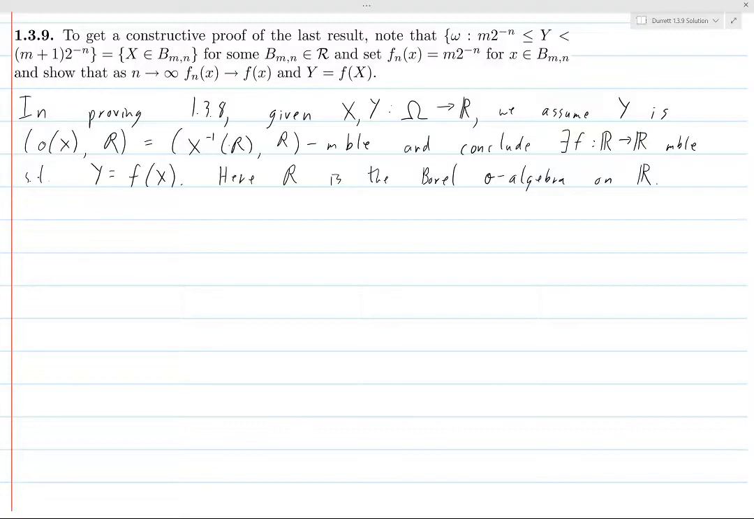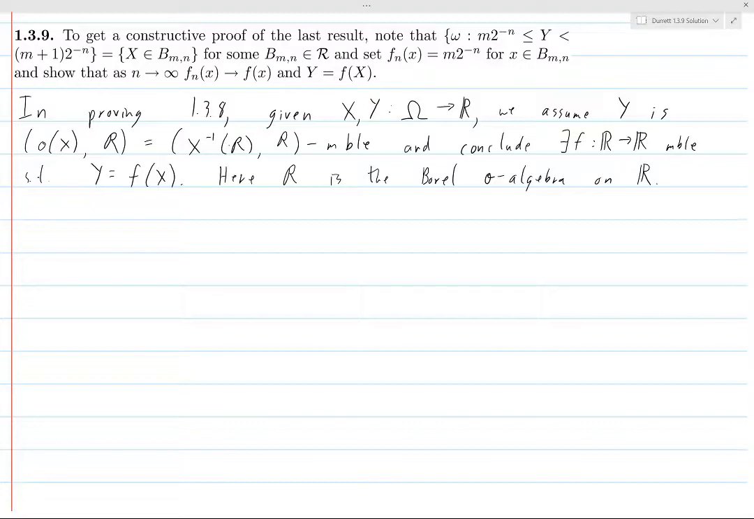And it is interesting that what we're dealing with here is, if you look at the set omega, which we're going to, omega such that y of omega is between m2 to the minus n and m plus 1 times 2 to the minus n.